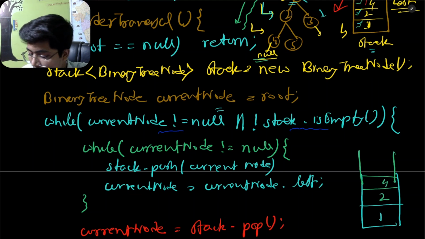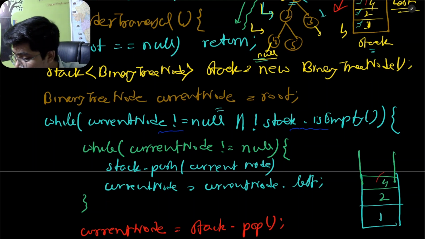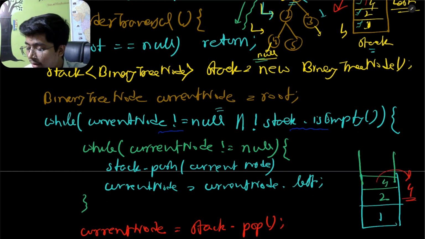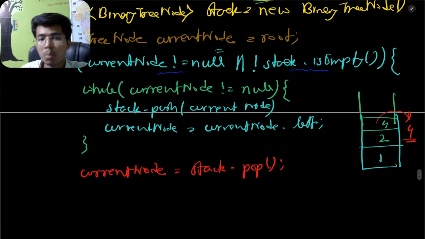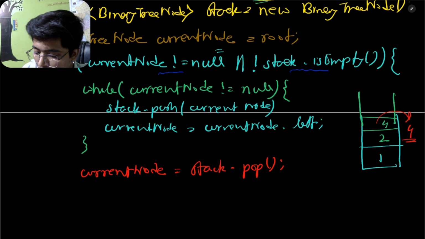Once you apply this stack.pop, it pops the element and brings the element 4 back. Try to understand, we got the element 4 back. Now what we do is print the element's value because we are traversing. So we'll be printing the value.